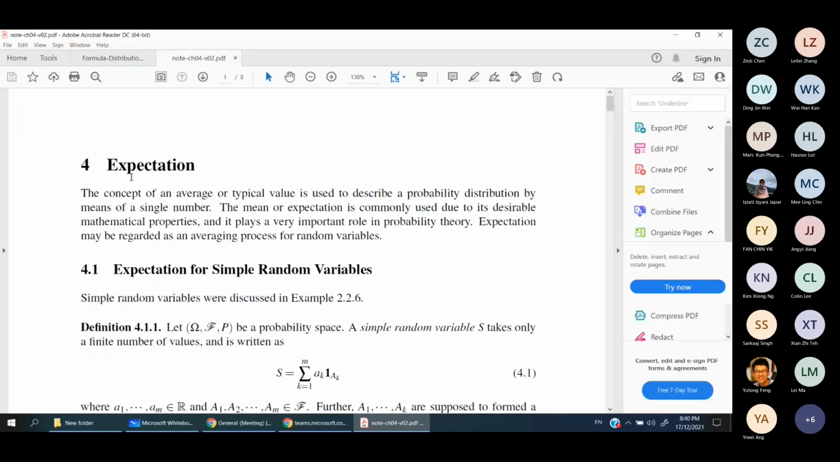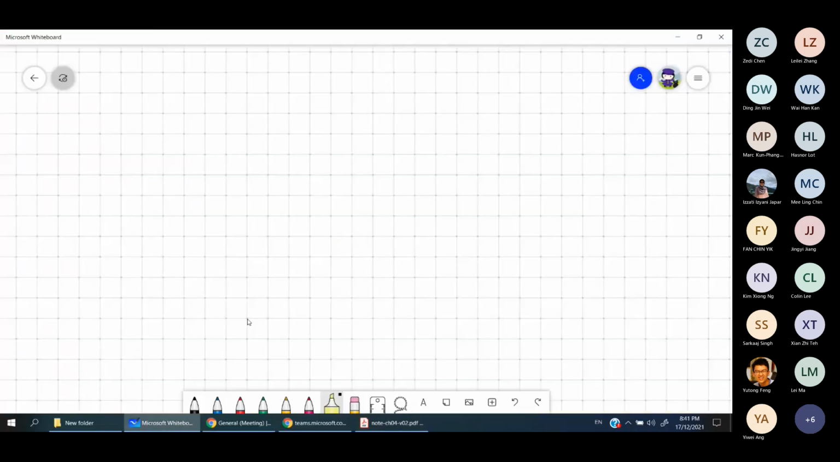Chapter 4 is about the expectation, or the expected value, or the average, of a random variable. Again, this is something that you should have already learned in your undergraduate courses. I always suppose you have seen this before. So let's look here. This is something that you have learned about expectations.